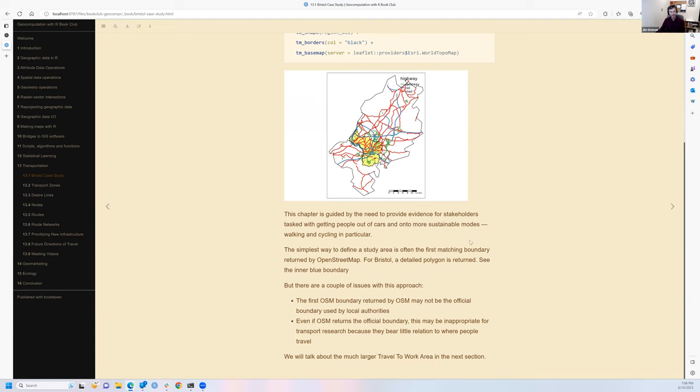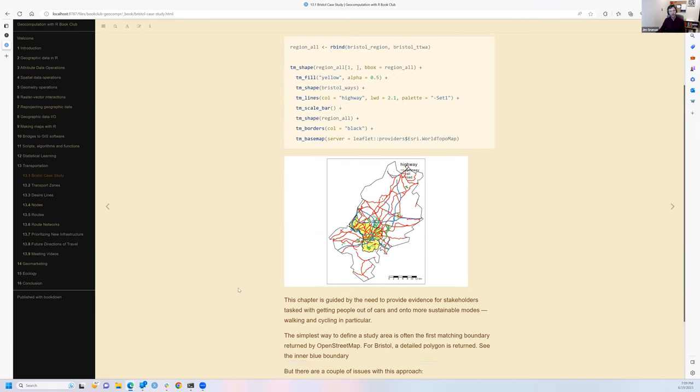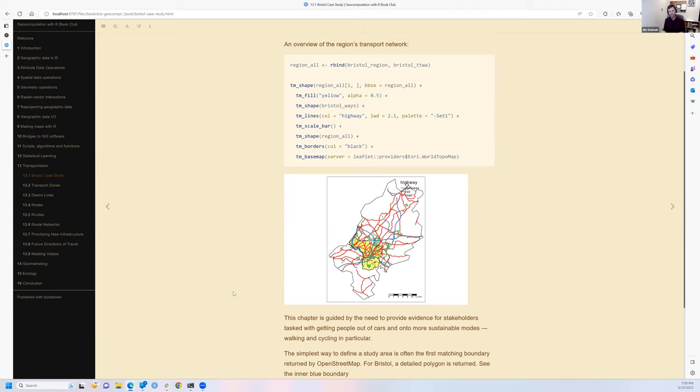The data here is generally from OpenStreetMap, which is handy. Let's see what else here. And again, travel to work areas are as defined by regional authorities. So if it's another city like New York City or Montreal or wherever, there's likely a regional body that has established study areas. So these sorts of models can be made and shared with people who decide policy.